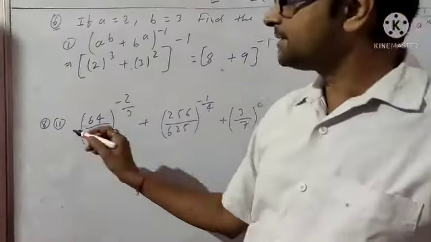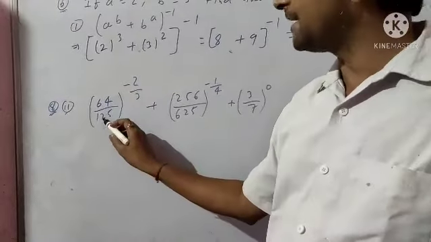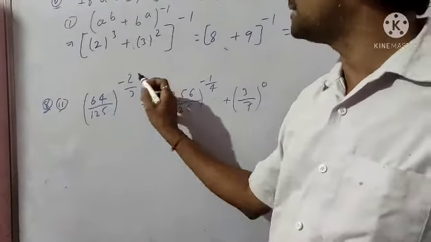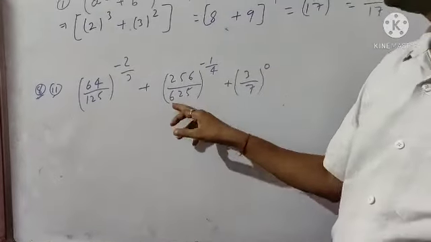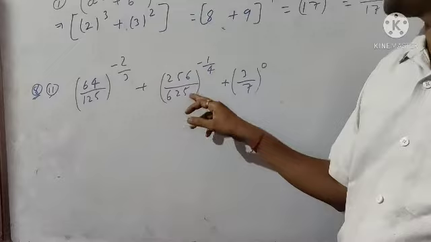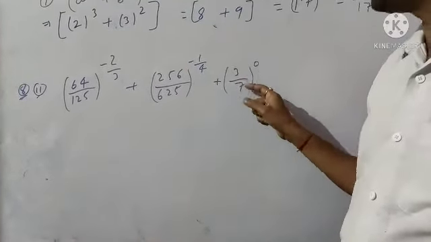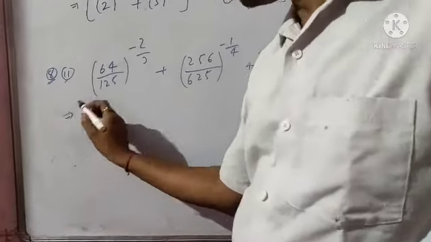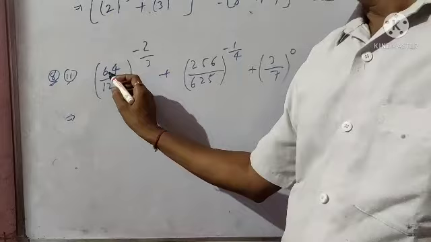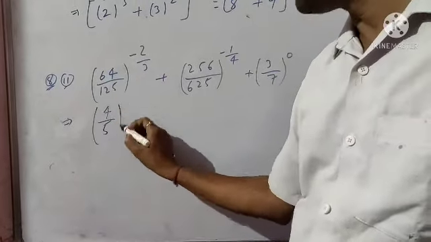Look at here student, question number 8, second one. 64 divided by 125, the whole power is -2 by 3, plus 256 divided by 625, the whole power is -1 by 4, plus 3 by 7, the whole power is 0. Okay student, here 4 divided by 5, the whole power is 3.